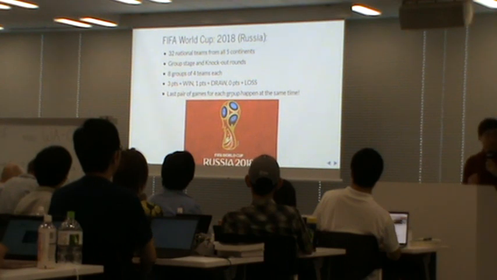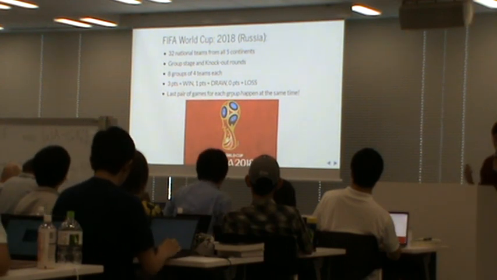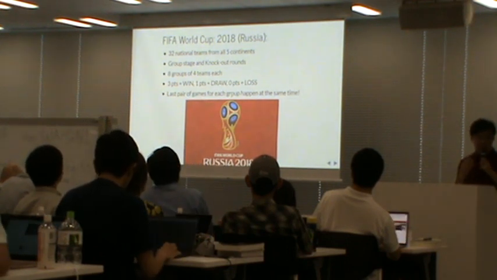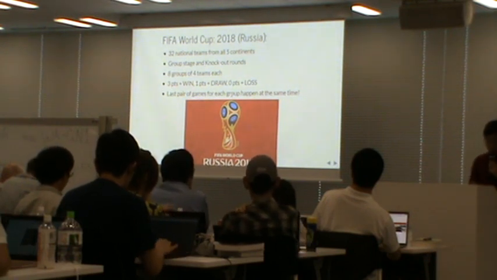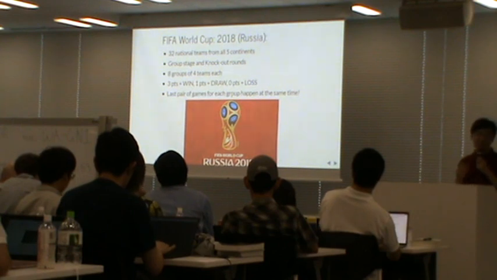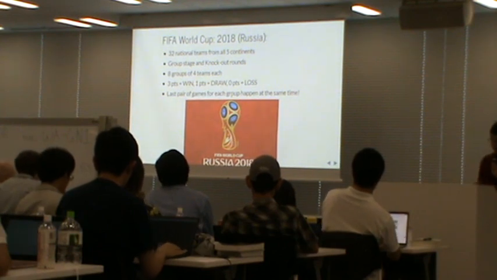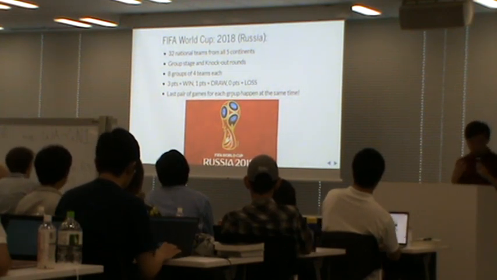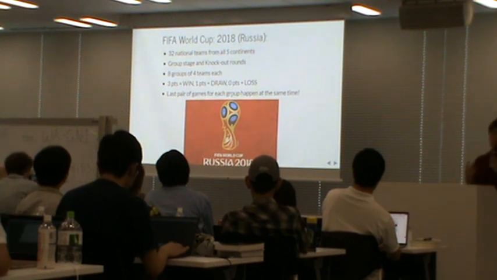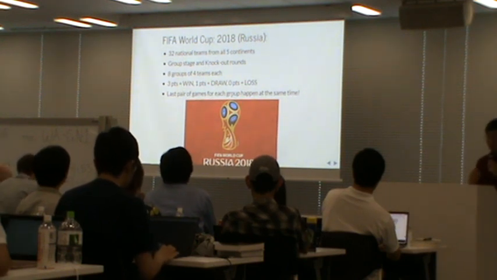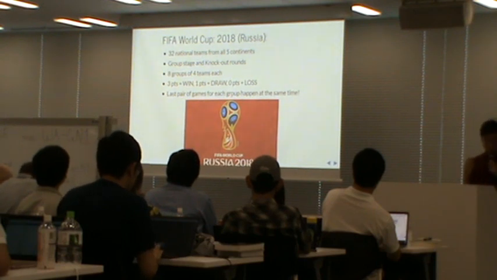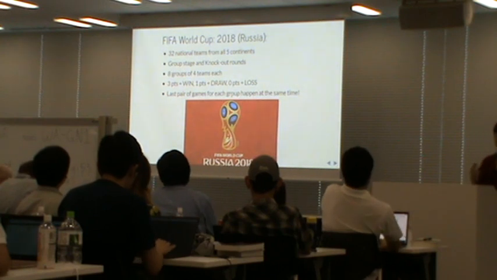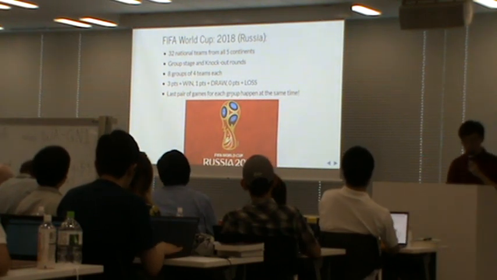So a quick crash course for those of you who aren't so familiar with the World Cup. The World Cup is divided into 2 stages, the group stage and then the knockout rounds. There are 8 groups of 4 teams each, and each team plays each other once. The top 2 teams from each group, based on 3 points for a win, 1 point for a draw, and 0 points for a loss, go through. And the last important bit is the last pair of games for each group happen simultaneously to avoid teams colluding with each other to go through to the next round.